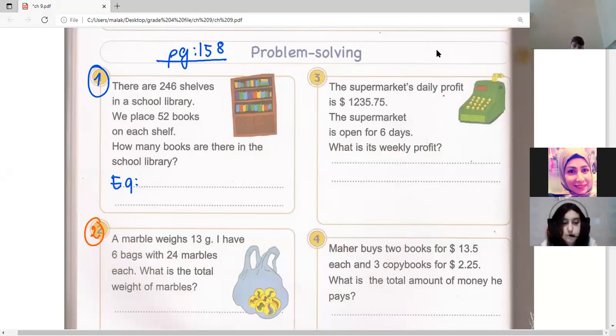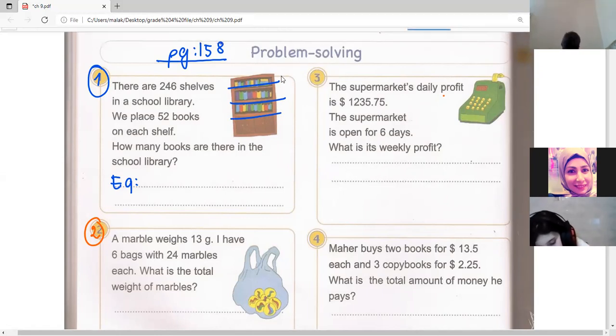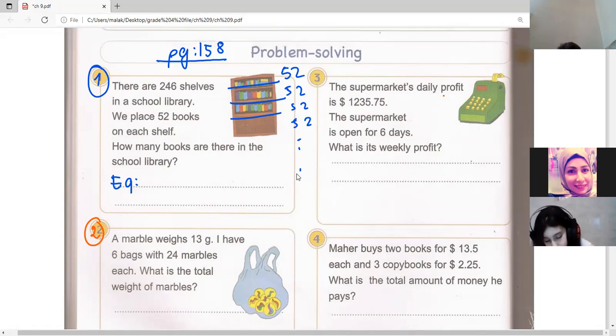How many shelves do we have? Not three, don't look at the picture, look at the problem. We have 246 shelves. These are the rows where we put the books, the shelves. How many books are there on each one? 52. So how many books are there in all? Find the total number of books.